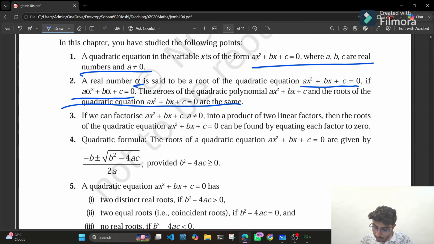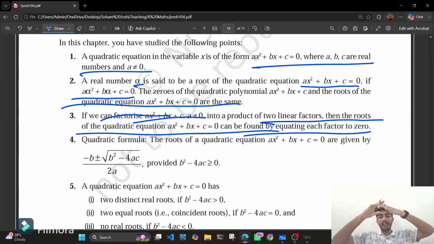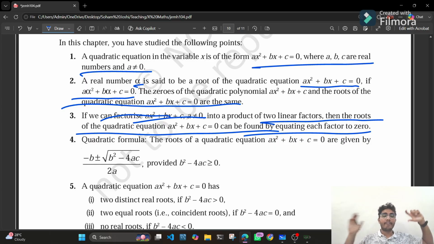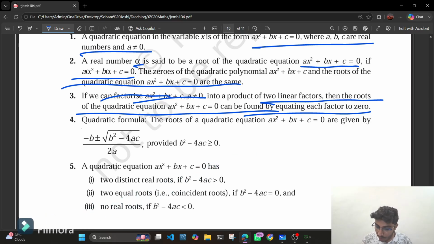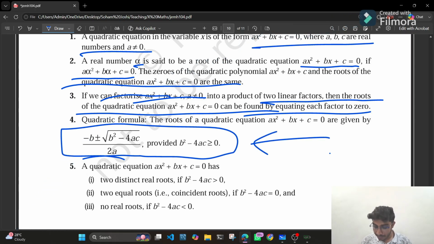If we factorize ax square plus bx plus c into a product of two linear factors, then the roots of the quadratic equation can be found by equating each factor to zero. So basically, we are splitting the quadratic equation into two linear factors, and then we are equating each with zero individually, and then we get two values of x for the quadratic equation. Next up, we also have the quadratic formula, that is, x equals minus b plus minus square root of b square minus 4ac, upon 2a, provided that b square minus 4ac is greater than or equal to zero, we can use this formula.